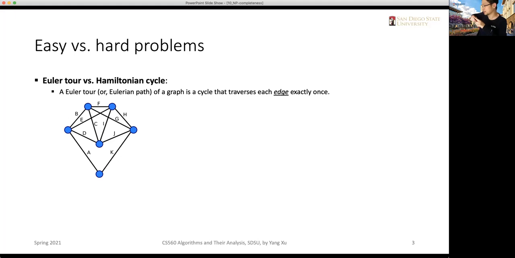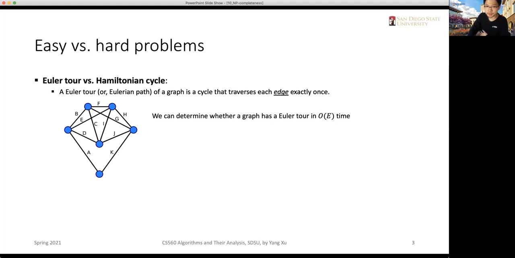So either you have all the vertices with an even number of edges connected to them, or you have only two vertices with an odd number of connections, while all the others are even, right? Only in these two conditions is the Euler tour problem solvable. And that means the problem is actually quite easy.